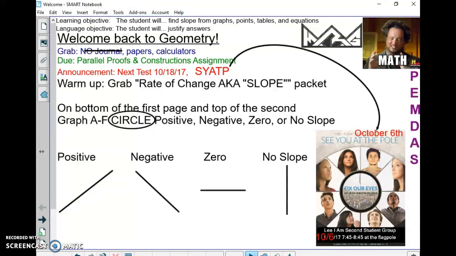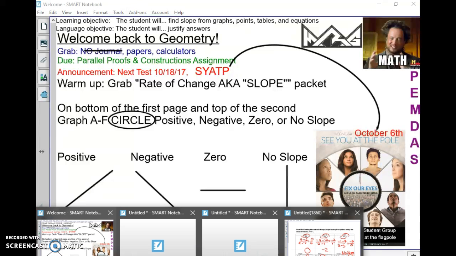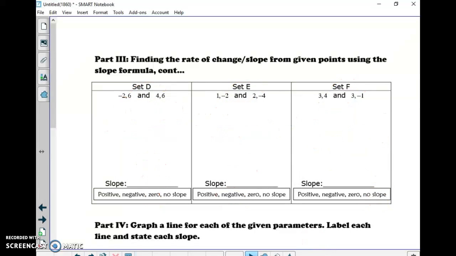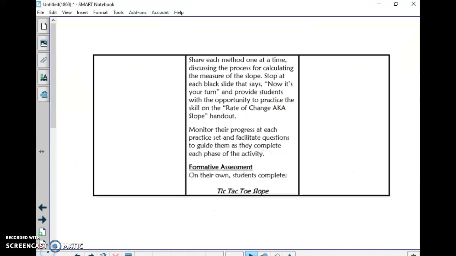zero, or no slope. If you don't know what that means, if you look right at the board, it says positive, negative, zero, no slope. That's what they look like. So it may not take you too long, but you have 6 problems to circle whether they're positive, negative, zero, or no slope. So on your warm-up, you were looking at this, which I have to erase real quick.